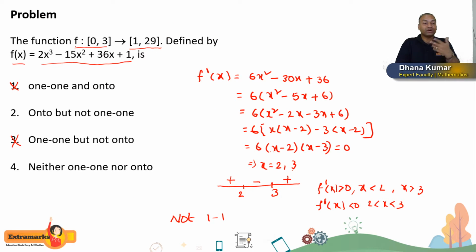So here, which option satisfies? Fourth option says neither one-one nor onto, but here onto is satisfied, so the fourth option is wrong. Second option is correct. Understood? Right. Let us see the next problem.